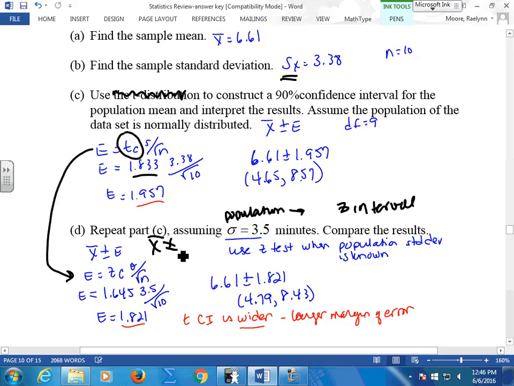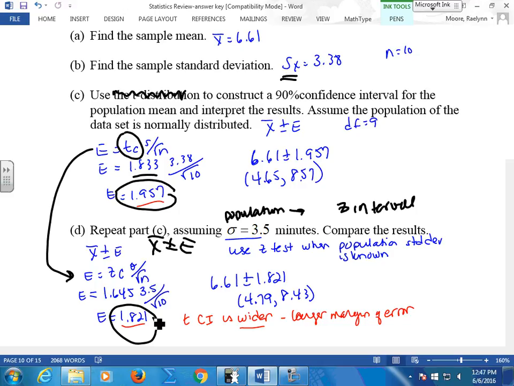X bar plus or minus margin of error. So X bar is your mean plus or minus your margin of error. You could see that the T margin of error is slightly larger than the Z margin of error. Why do you think that is slightly larger?